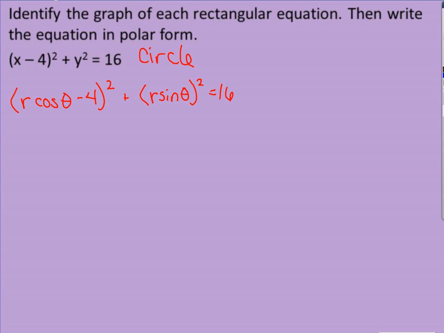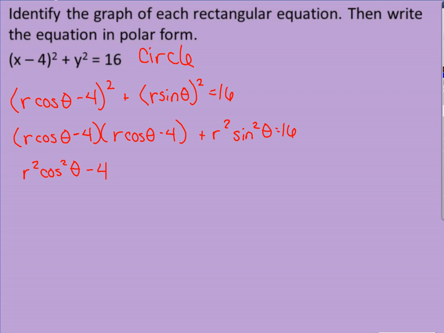On the left, we do have a monomial squared, so instead we can write that twice. Then we have r sine of theta squared, so we can square each piece separately. So this will be r squared sine squared of theta is equal to 16. We are going to FOIL. So r cosine times r cosine gives me r squared cosine squared of theta minus, if we do outside, this will be minus 4r cosine of theta. Inside will be negative 4r cosine of theta. And last, negative r gives me a positive 16. And we still have the r squared sine squared of theta is equal to 16.